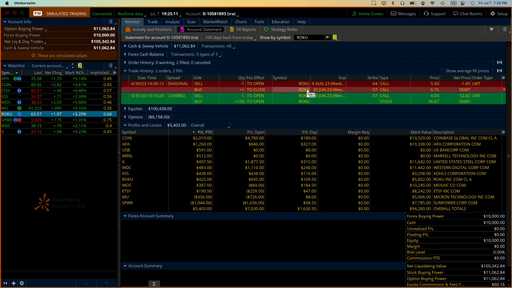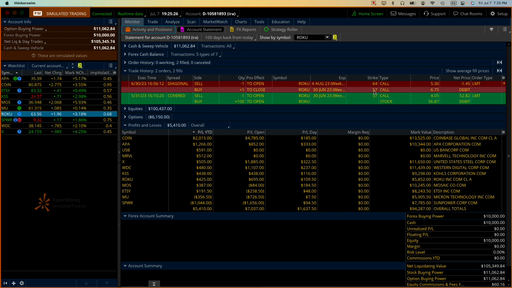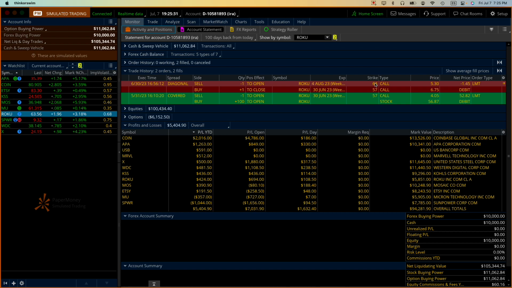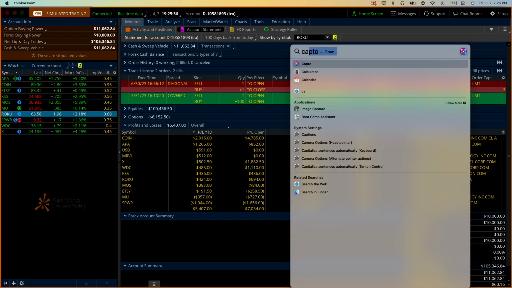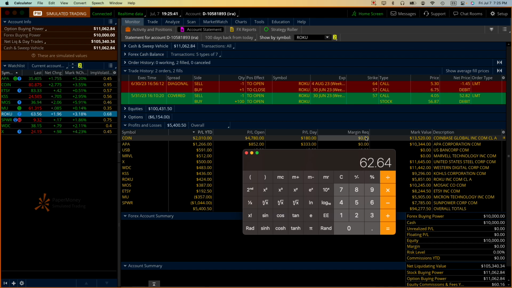Go to the monitor tab and you can see here that we have two trades, the original and the adjustment. So it's a debit, so my cost increased, but I'm actually getting more value, extrinsic value, by rolling up the share, which is what I did. I bought back my 57 and bought 64. So you take these two numbers. The original cost was 52.82.